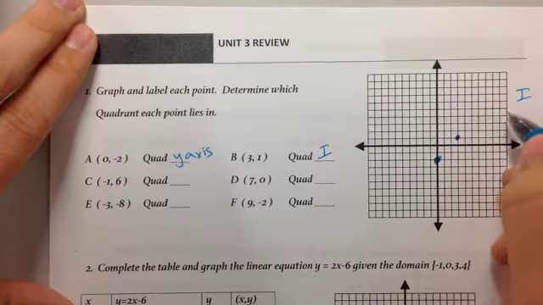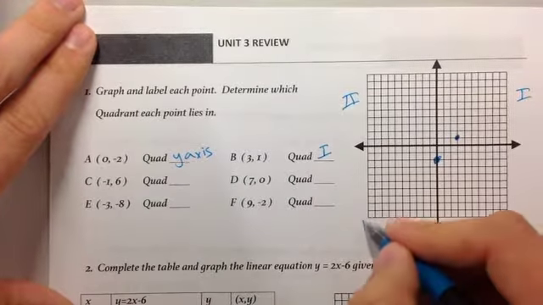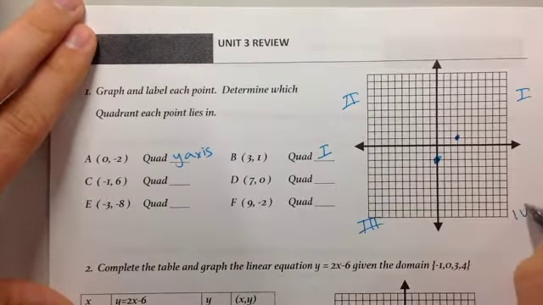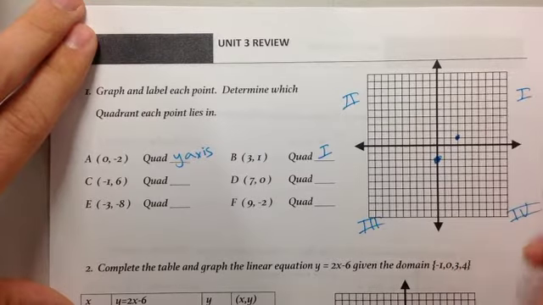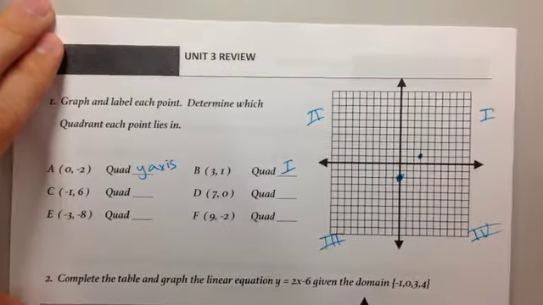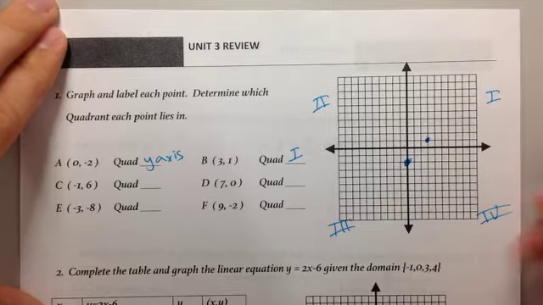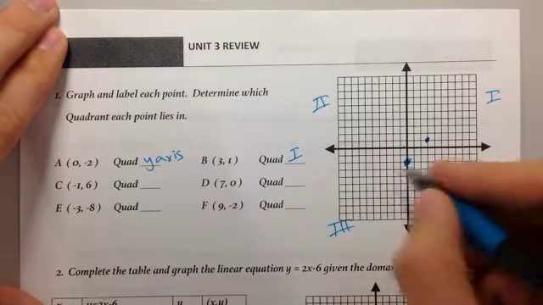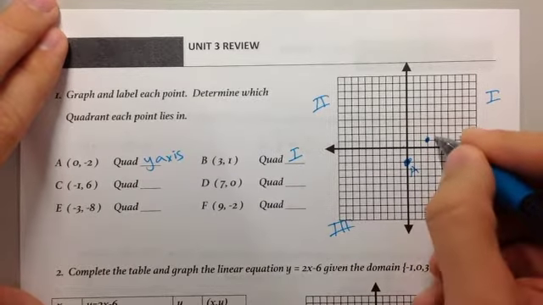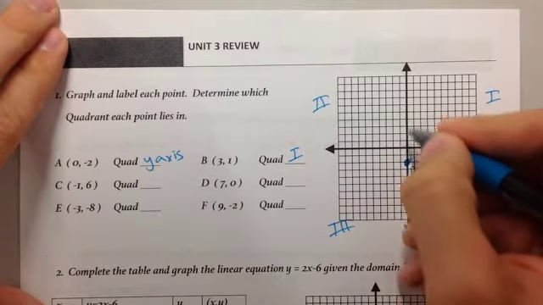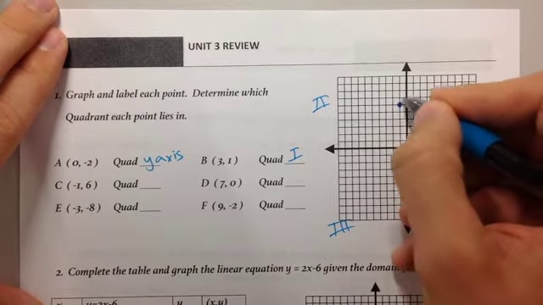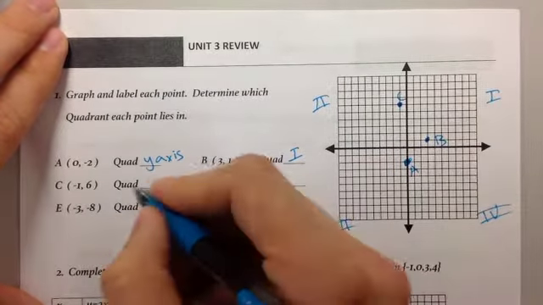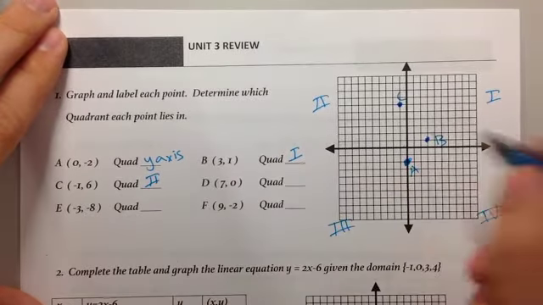Remember, your quadrants start over here and then go counterclockwise around your coordinate plane. Our next one, C, let's just label those. I've got A, I've got B. Here comes C, (-1, 6). Right there, there's C. It's going to be quadrant 2.